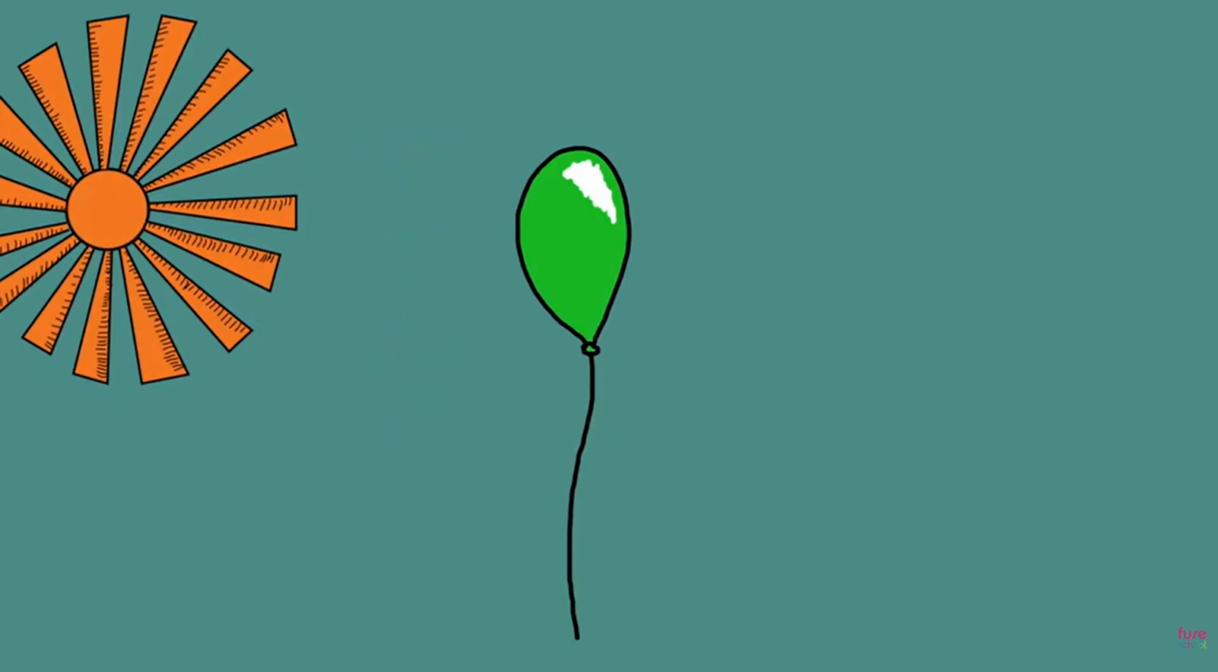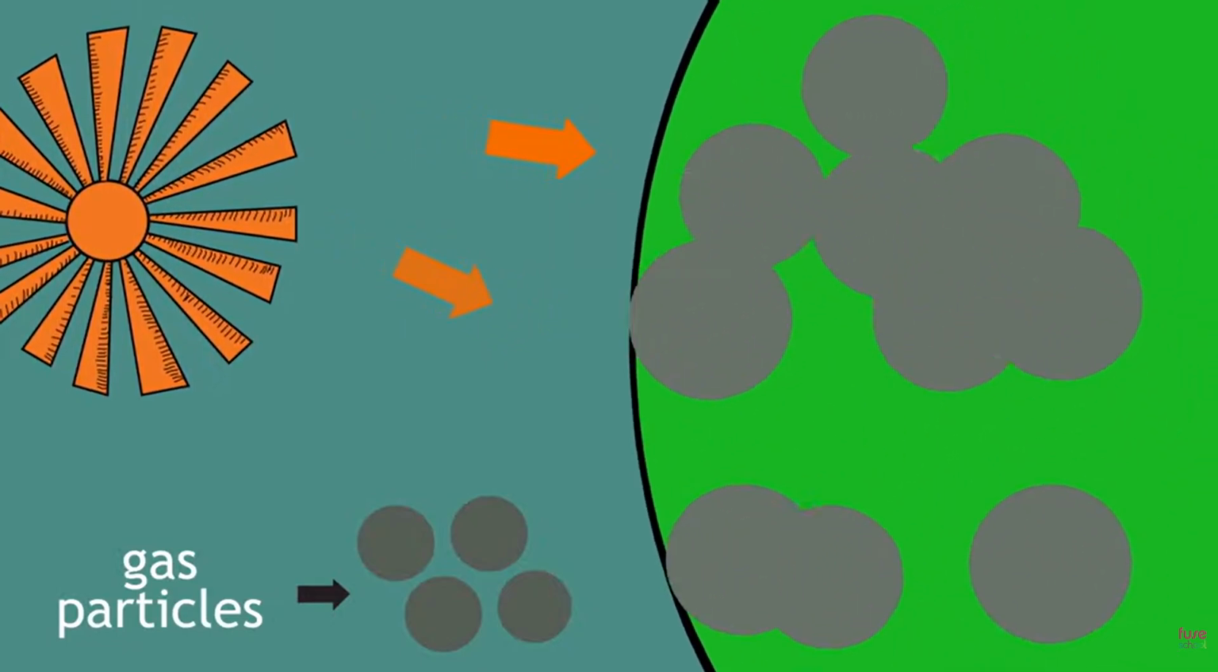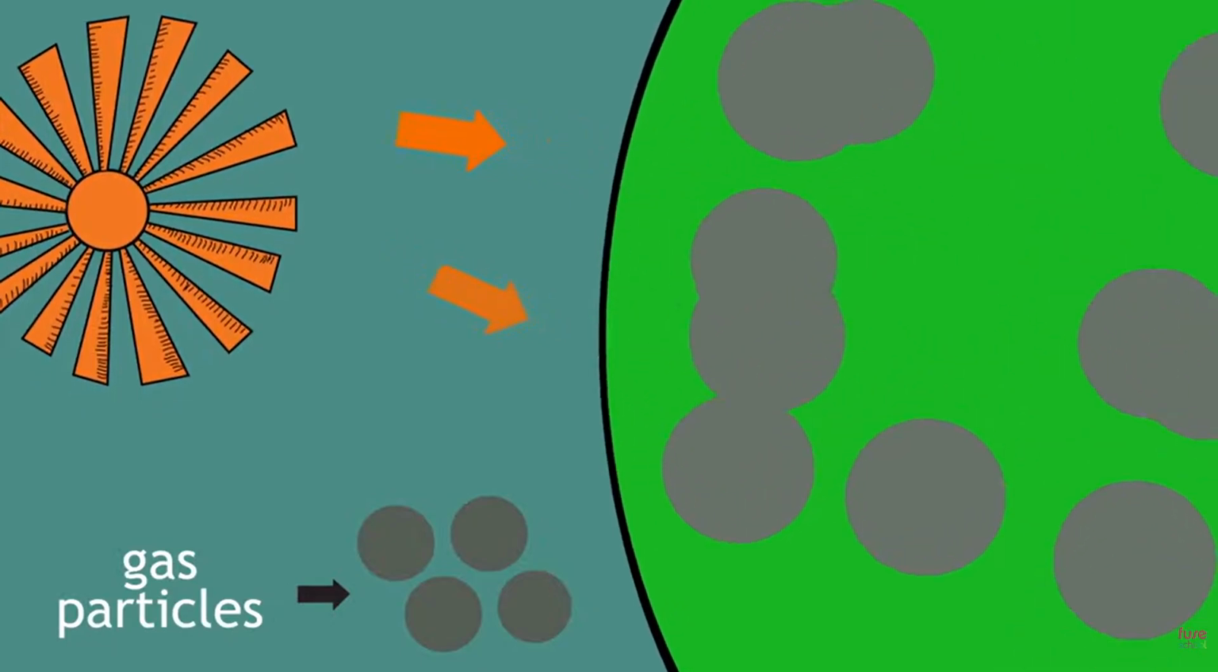Think about a balloon. If it's a hot day, the balloon sometimes pops randomly. This is because when heated, the spaces between the gas particles in the balloon expand until the balloon can expand no more, and bang, the balloon bursts.